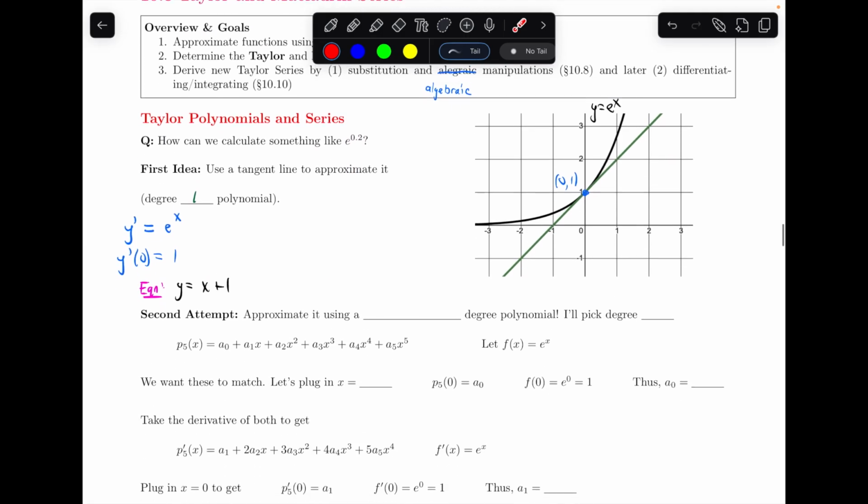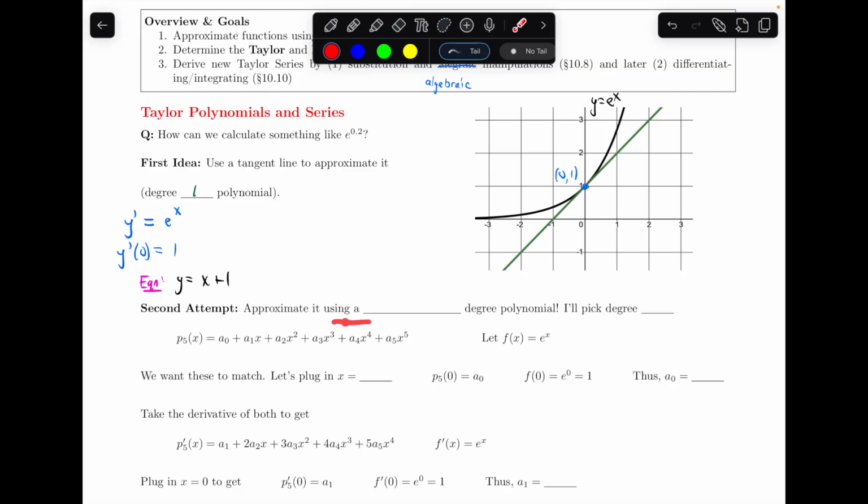Now I'm going to try to get a better approximation using a higher degree polynomial. A tangent line is a degree 1 polynomial, so I'm going to pick something higher. In my example, I'm going to work it out with degree 5, but I could pick whatever degree I want. Here's a formula for a degree 5 polynomial, where I don't know what these coefficients are. I really want this polynomial, which can now curve, it doesn't just have to be a straight line, to match e to the x as much as possible. And I'm going to use the idea of the tangent line to help guide me.